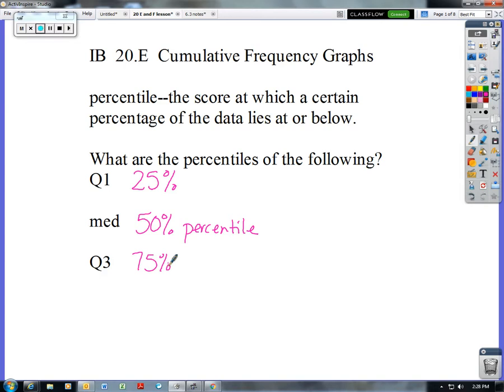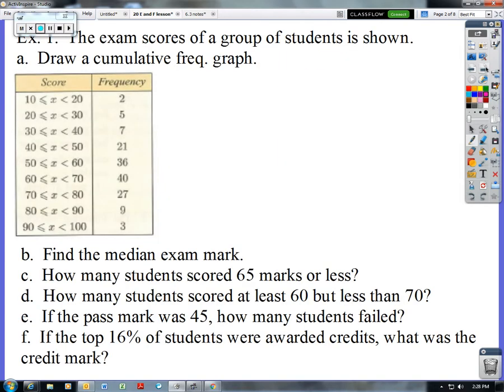Now we'll just move right on into our first example, which I chose one a little differently than the one in the book. This does come from one of the homework exercises. In this chart, we have the exam scores of a group of students. So notice that they've grouped the data 10 to 20, 20 to 30, and so on, and given the frequency of students. In order to make a cumulative frequency graph, we have to start by making a cumulative frequency column.